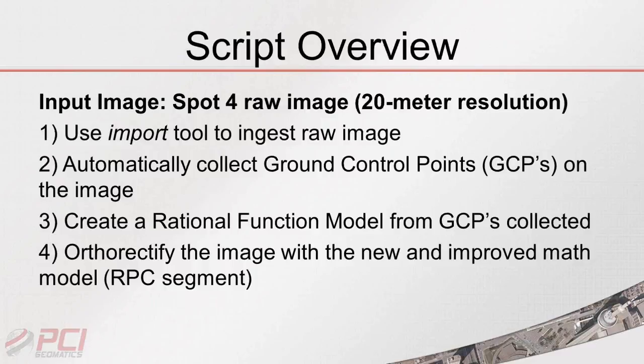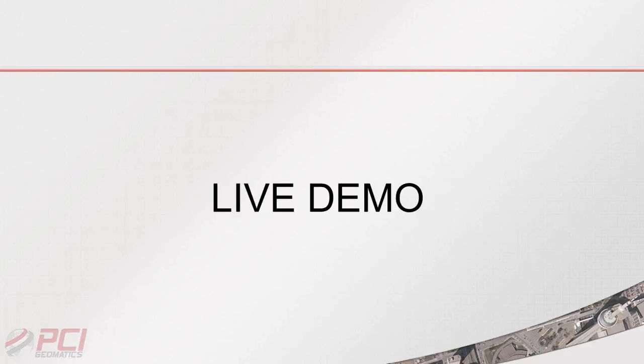So this is an overview of the script. We will be using a SPOT raw image of 20-meter resolution. The first thing we will do is use the import tool to ingest this raw image. Secondly, we will collect ground control points on this image, and with these ground control points we will be able to create a rational function model from the GCPs collected. And finally, we will ortho rectify this image with the new improved RPC model. So let's get to the live demo.